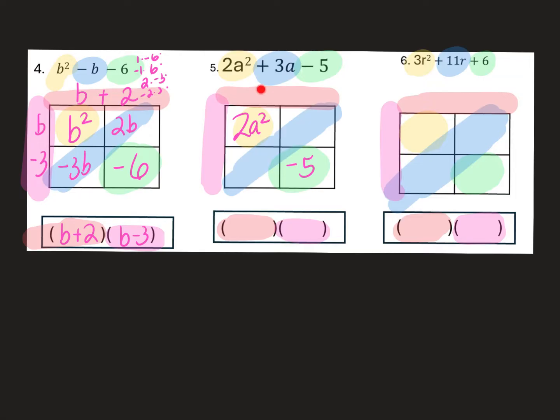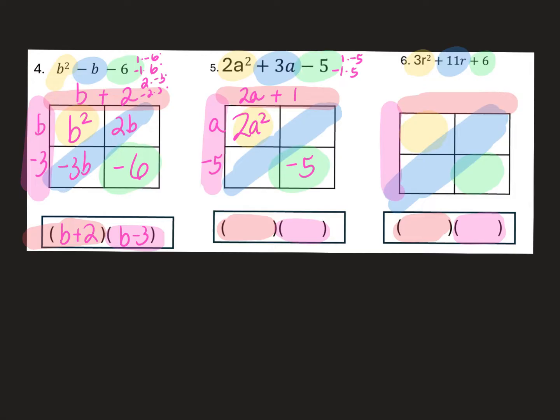Now, we've been putting a times a. Well, a times a is not 2a squared. So I'm going to have to put 2a times 1a. 2a times 1a is 2a squared. Now, to get negative 5, I've got two ways. 1 times negative 5, negative 1 times positive 5. And neither one of those add to give me positive 3. So I'm just going to do trial and error. I'm going to put plus 1 here and minus 5 here, and maybe that will be it.